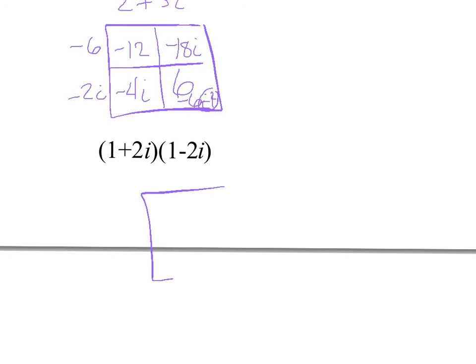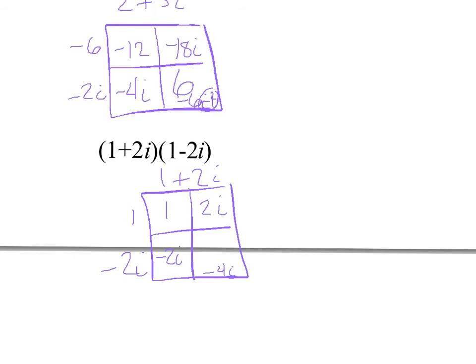So again, I set up the box. I get 1 plus 2i and 1 minus 2i. So in the top left we get 1, on the top right we get 2i, the bottom left we'll get negative 2i, and then in the bottom right we get negative 4i squared, and i squared is negative 1, so we have negative 4 times negative 1 is a positive 4.